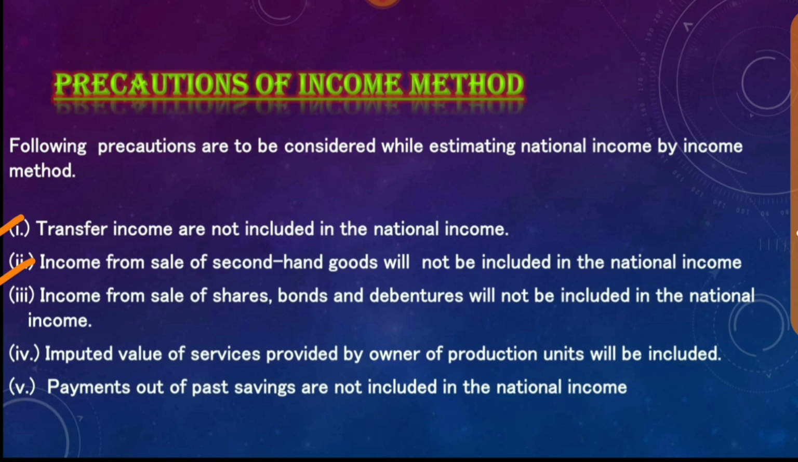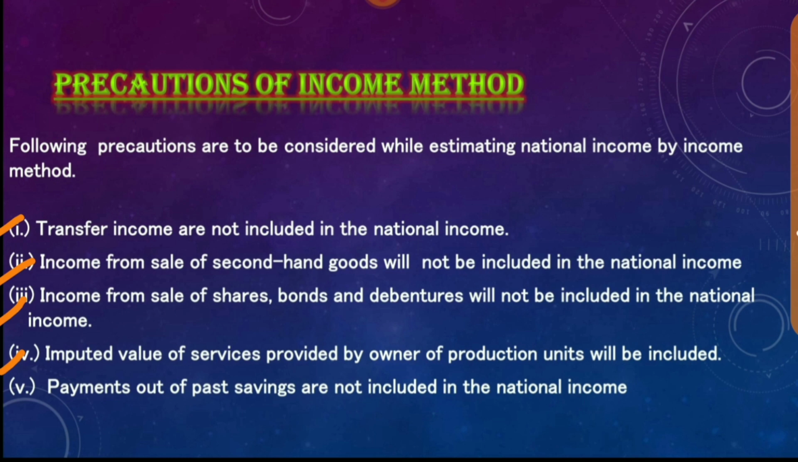And the third precaution, students: income from the sale of shares, bonds and debentures will not be included because such transactions do not contribute to the current flow of goods and services. And the fourth precaution: imputed value of services provided by owners of production units will be included as these are productive activities and add to the flow of goods and services. For example, imputed value of owner-occupied houses, interest on owned capital, production for self-consumption, etc.